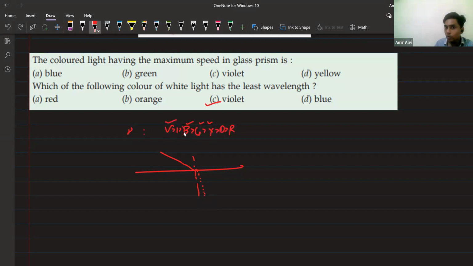Blue, violet and green have the highest frequency, so the wavelength would be less, and they will deviate more than yellow. So yellow is the correct answer. Violet does not have the maximum speed, it will have the minimum speed. Clear, Zainab, Junaid and Mariam? Yes, sir.